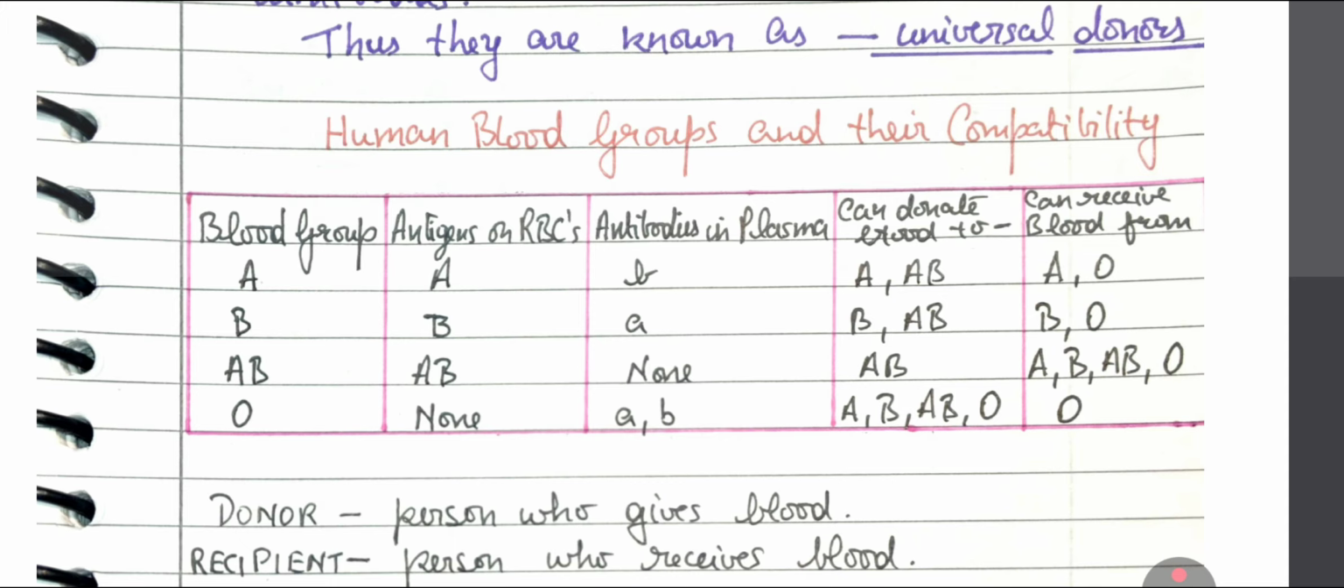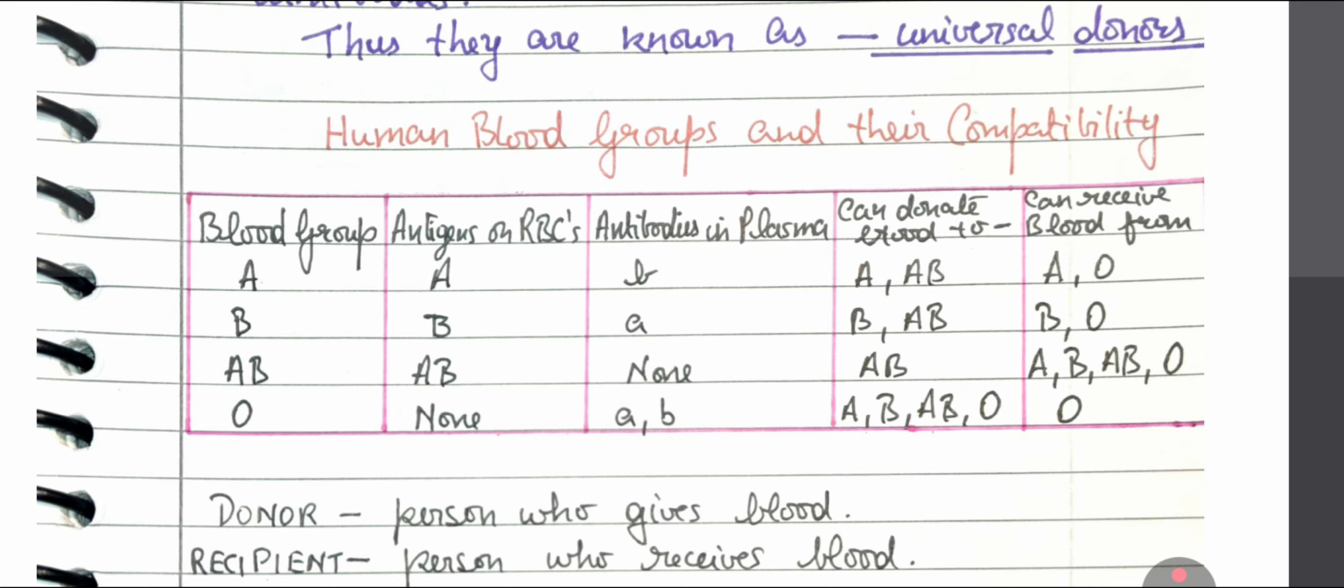Now B similarly is having antigen B and the antibody it is having is A, and it can donate blood to B obviously because that is the same, and AB also because they are not having any antibodies, and it can receive blood from B and O. Now similarly AB is having antigen AB, it is having no antibodies, and it can donate to AB and can receive from all the four groups.